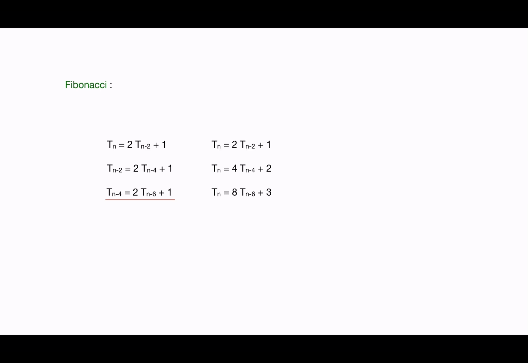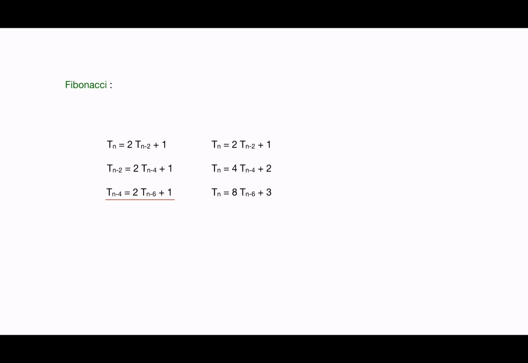Now see the pattern. The first equation was Tn equals 2Tn minus 2 plus 1, and then we have Tn equals 4Tn minus 4 plus 2, and then Tn equals 8Tn minus 6 plus 3. So see the pattern. Let's write it in a generalized form. Here 2, 4, 8, we have them in powers of 2, right? The respective values are 1, 2, 3: 2 raised to power 1, 2 raised to power 2, 2 raised to power 3. And there can be a relation of these powers 1, 2, 3 with these values getting subtracted here.